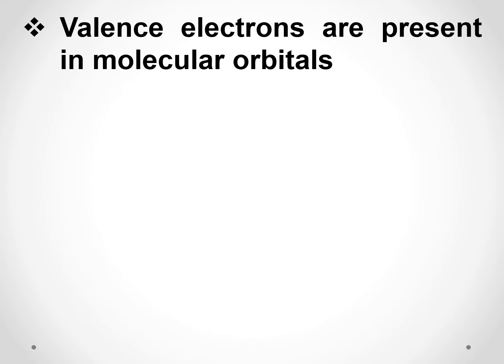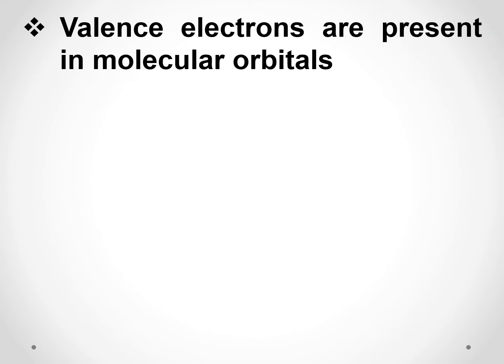The inner electrons are present deep inside the orbitals, and so they are not involved in bonding. It is not possible for them to move about. But the valence electrons, that is the outermost electrons, are involved in bonding, and not only that, they can move about. They are mobile in nature. So valence electrons are present in molecular orbitals.